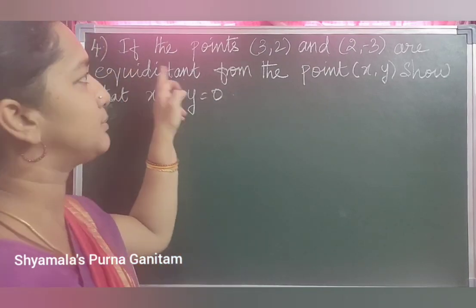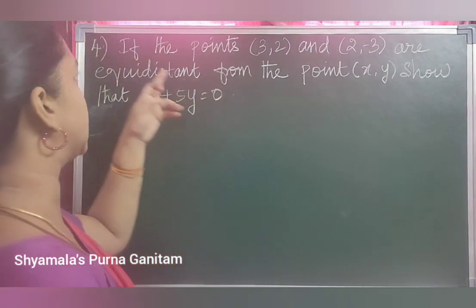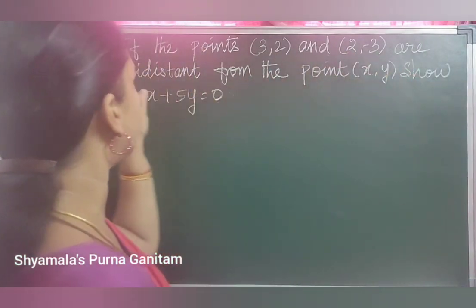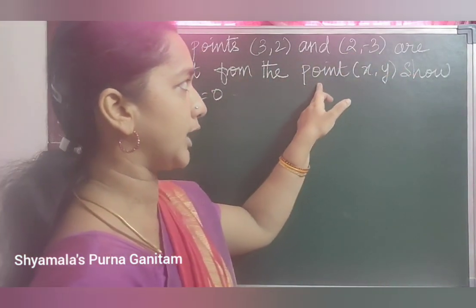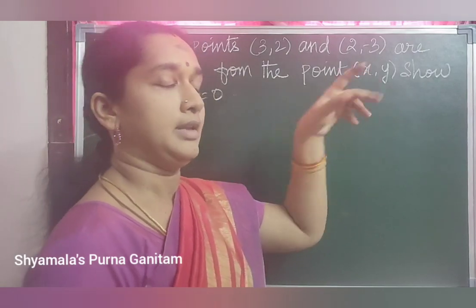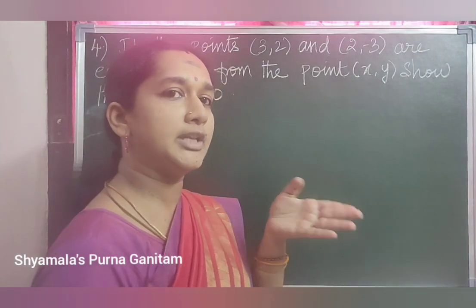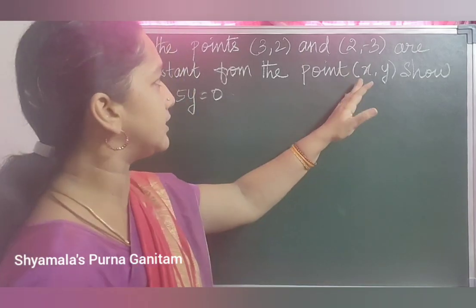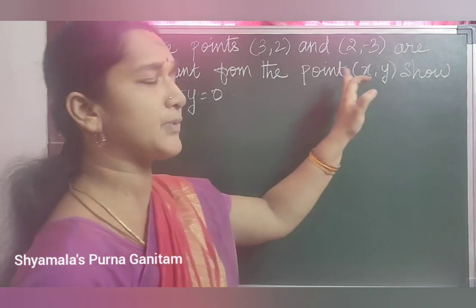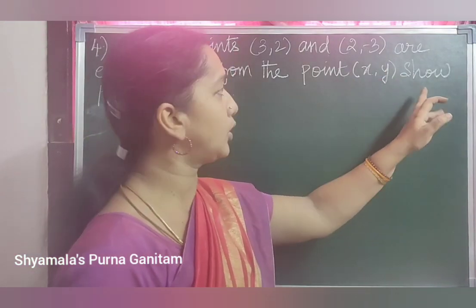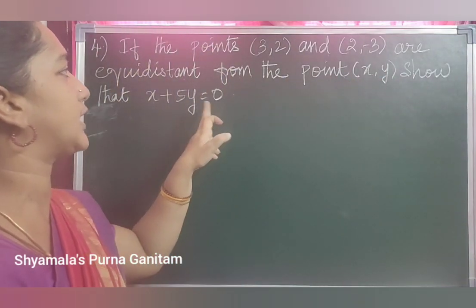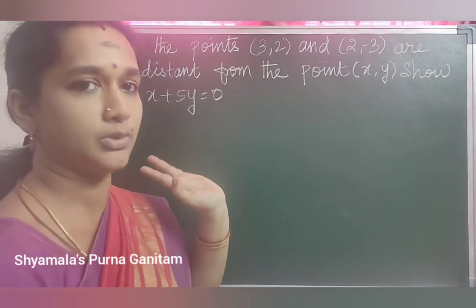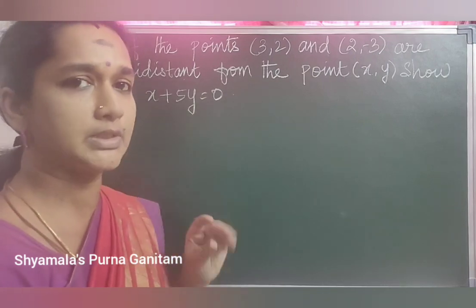So this fourth sum is similar to the previous sum, equidistance only. That is, if the points 3, 2 and 2, minus 3 are equidistant from the point x, y. In the previous sum, it is equidistant from the x-axis, so you were asked to find the point x, 0. In this one, equidistant from the point x, y. Show that x plus 5y is equal to 0. So you are asked to show that this equation is equal to 0, that is x plus 5y is equal to 0.